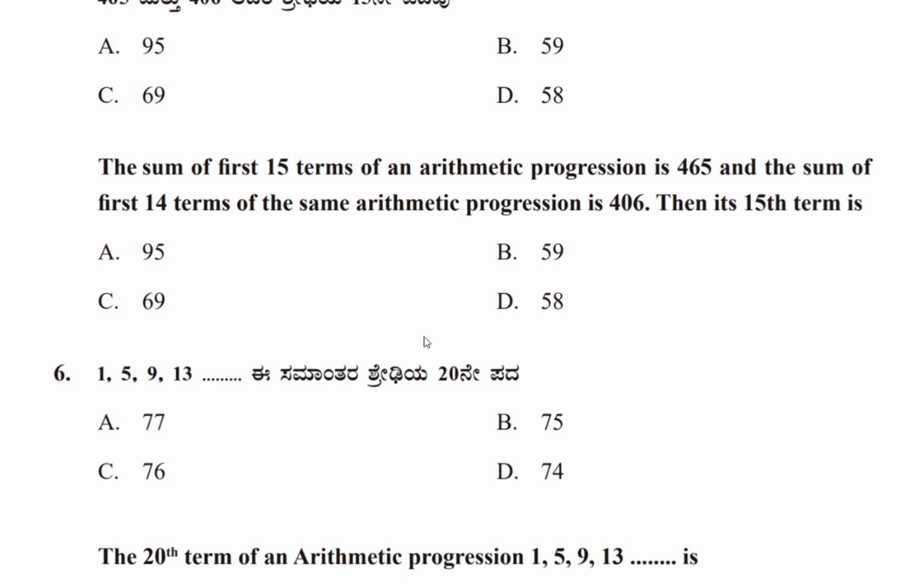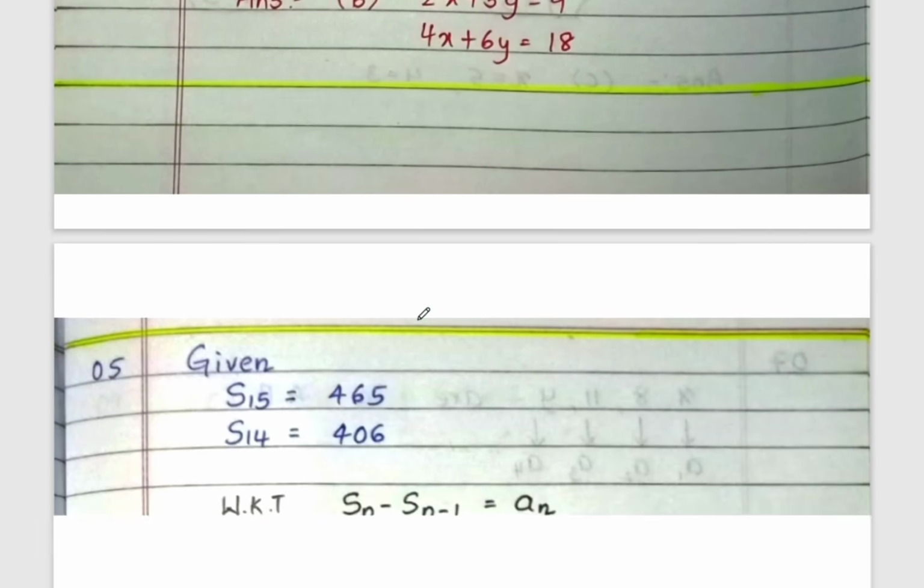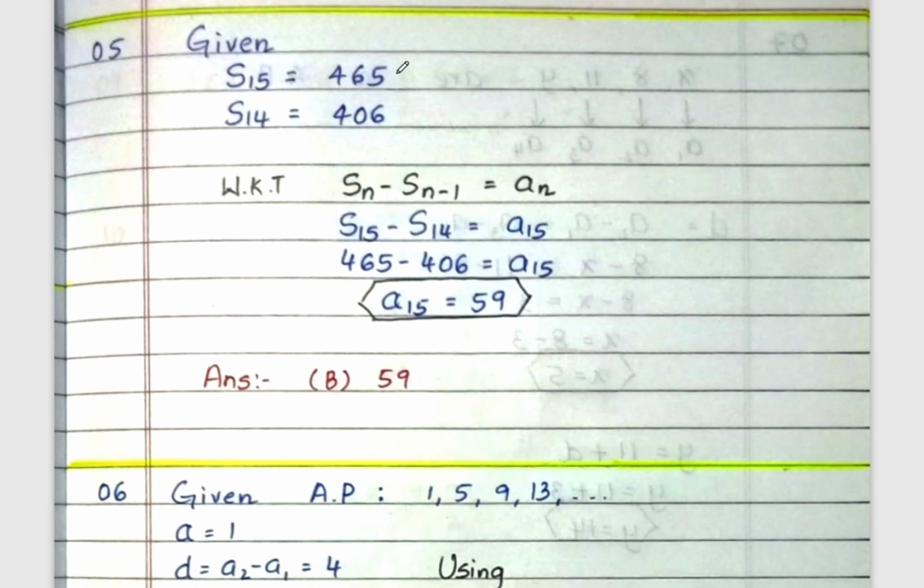Next question, the sum of first 15 terms of an arithmetic progression is 465 and the sum of first 14 terms of the same arithmetic progression is 406, then its 15th term is. Students, this concept has been repeated many times, that is by using Sn minus Sn minus 1 equals An. Given S15 equals 465, S14 equals 406, substitute it, we get S15 minus S14 equals A15. Just subtract, we get A15 as 59.